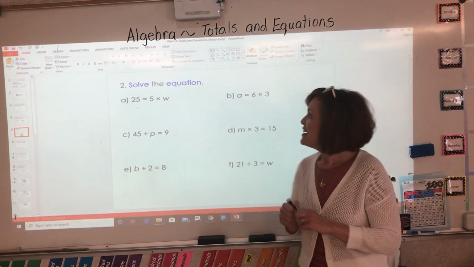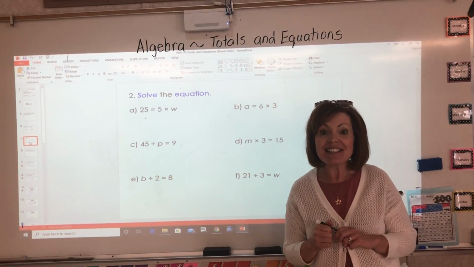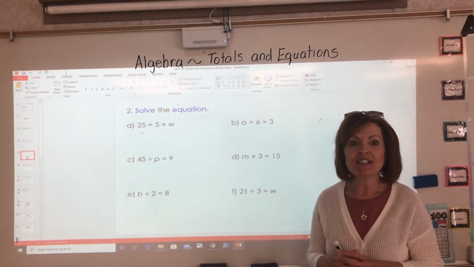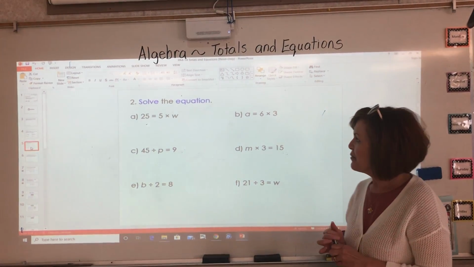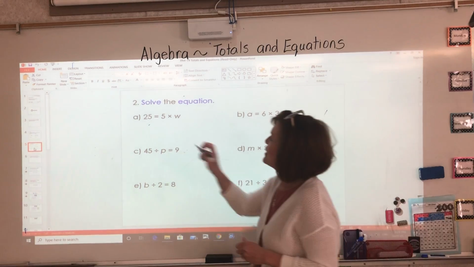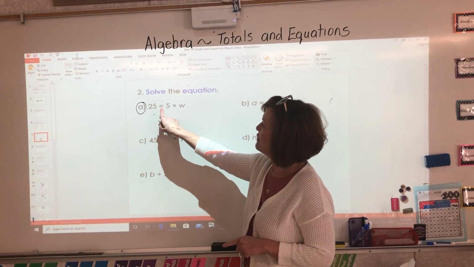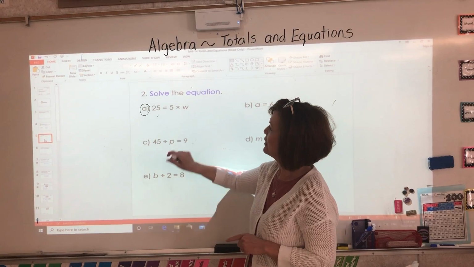Hi boys and girls. Today in algebra class, we're going to learn about using letters and about finding totals and parts. So let's start. In this first question, you'll notice it says 25 equals 5 times W.